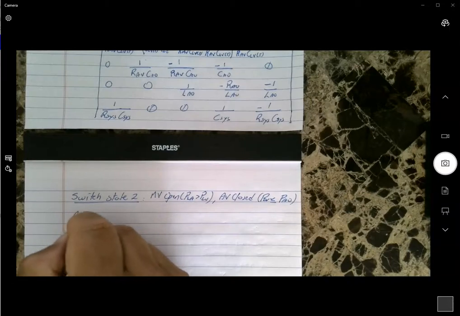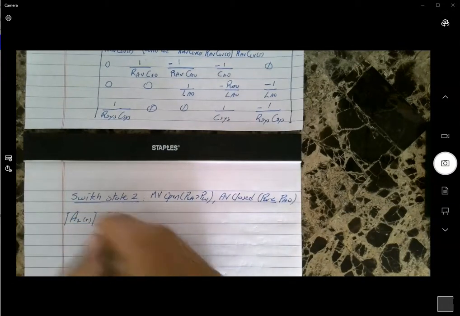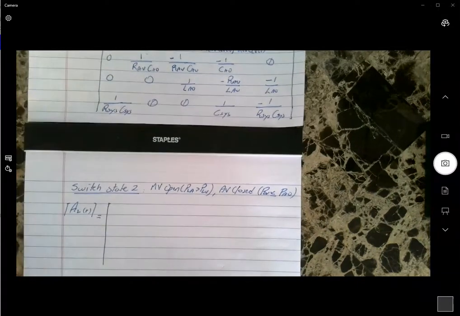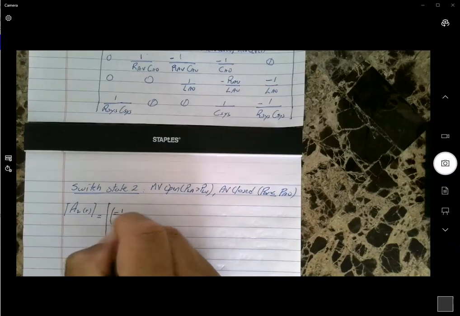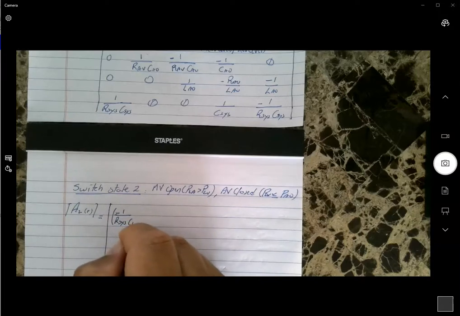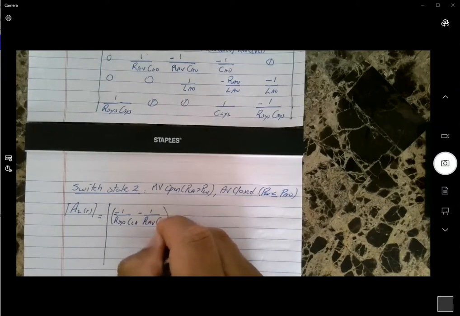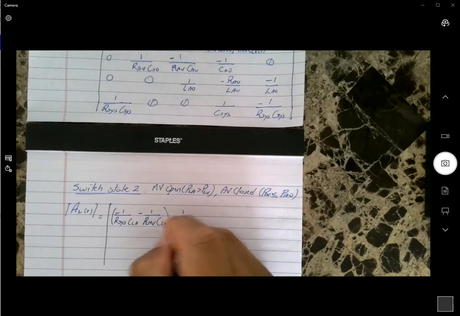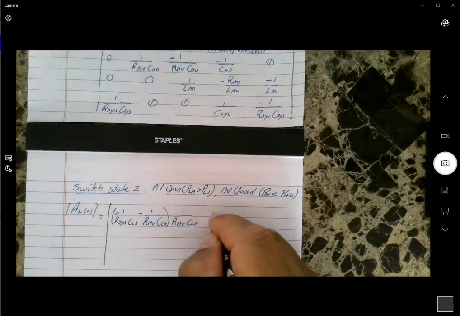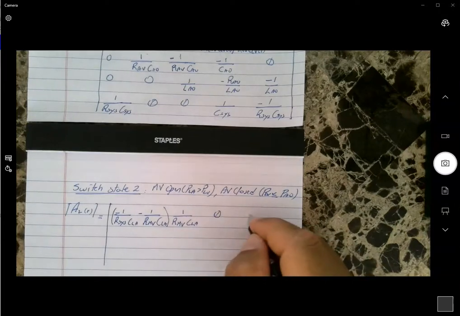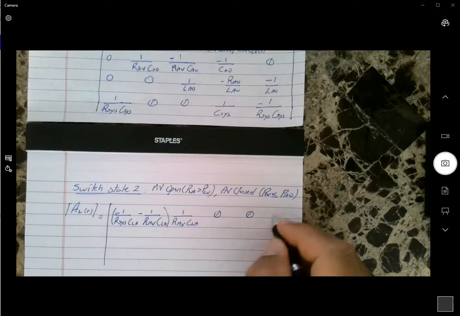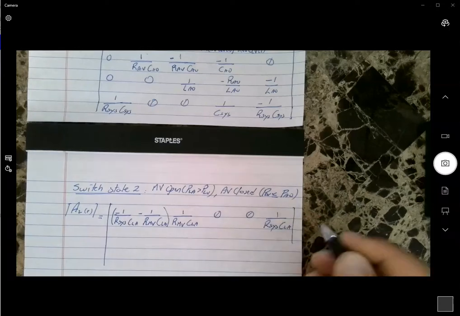So A2 would be, let's see, the first equation doesn't change. So it will be minus 1 over R systemic C of the left atrium, minus 1 over resistance of the mitral valve CLA. So this is term number 1 in that equation. Term number 2 in this equation is 1 over resistance of the mitral valve CLA, compliance of the left atrium. Then term number 3 is 0, term number 4 is 0, and this term right here is 1 over the systemic. So that one doesn't change.